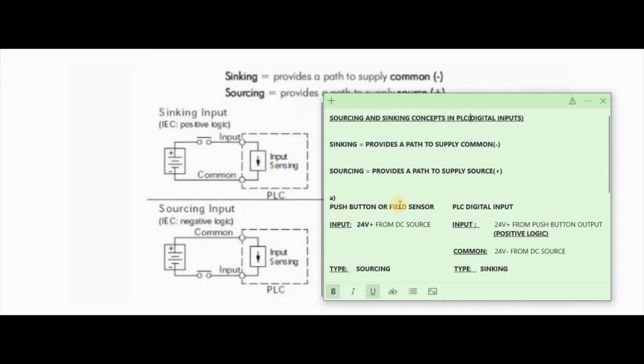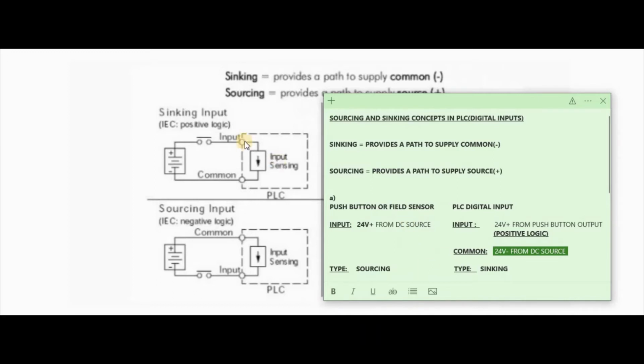Okay, first, the push button or field sensor input is connected to 24 volts from the DC source. The push button output is connected to the PLC input. So the PLC DI unit is supplied from the push button output. Here, on the PLC input side, we are receiving the positive source. We can call it positive logic. The PLC common is directly connected to the DC source, so 24 volts negative from the DC source.